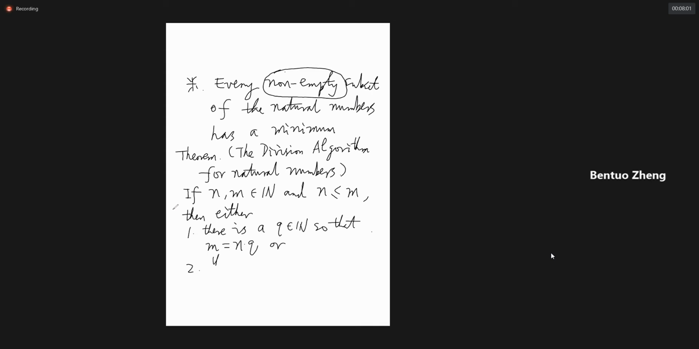or there are q and r in N so that m is equal to n times q plus r, where r is less than n.